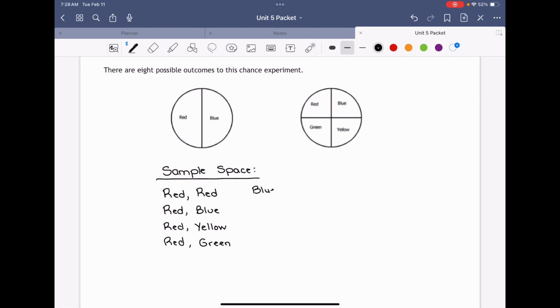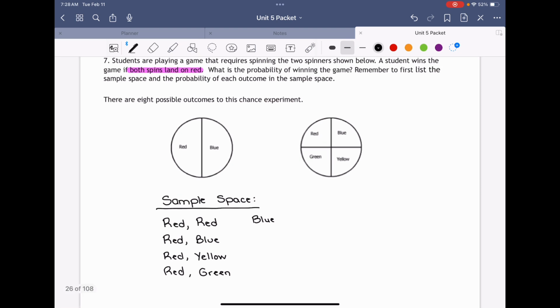I'm going to have you pause the video and finish writing that sample space and answer the question of the probability for getting red and red. So please pause the video, try it out. When you're done, unpause and check.